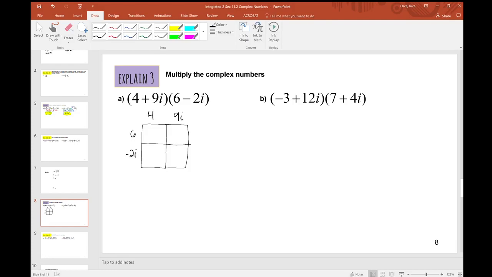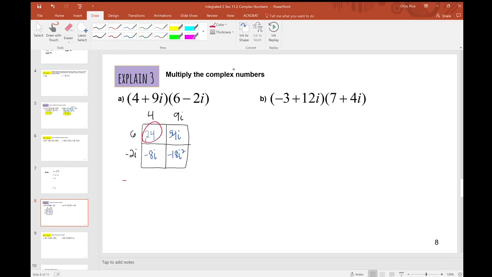Now let's fill in the box. 6 times 4 is 24. 6 times 9i is 54i. Negative 2i times 4 is negative 8i. And negative 2i times 9i is negative 18i squared. Class, now let's combine like terms.